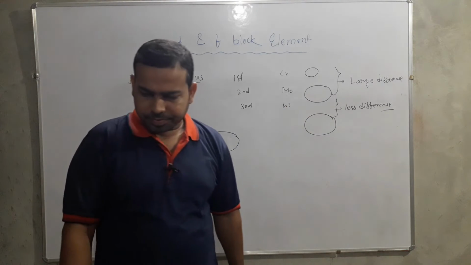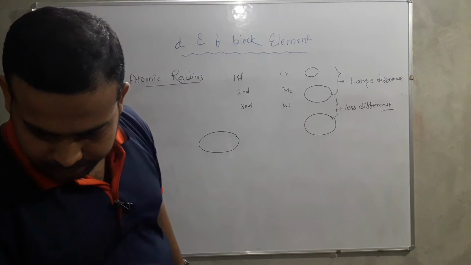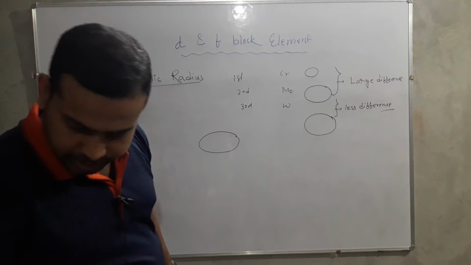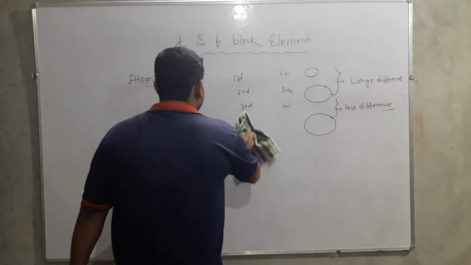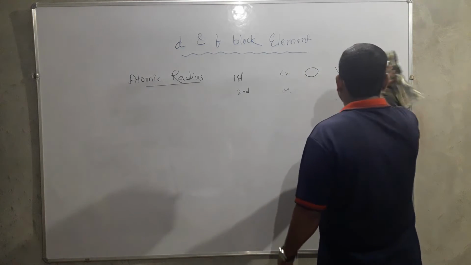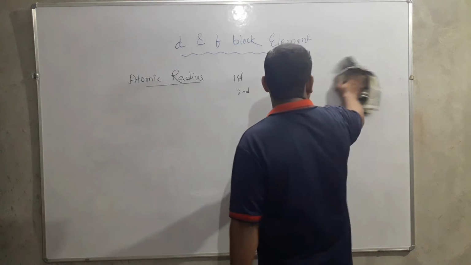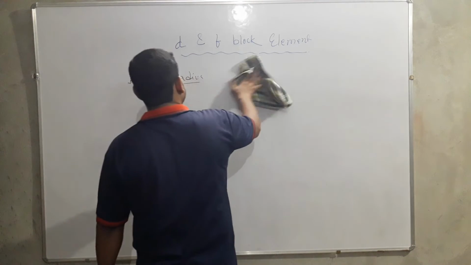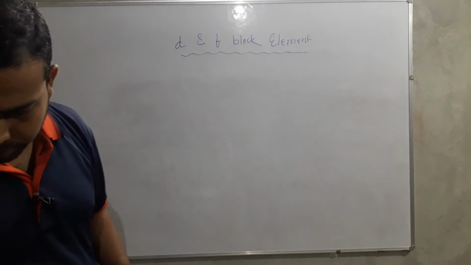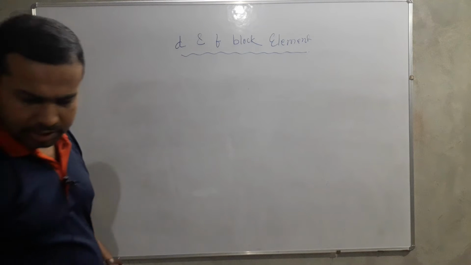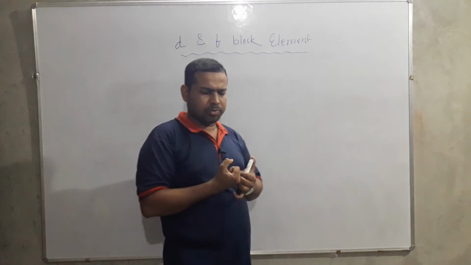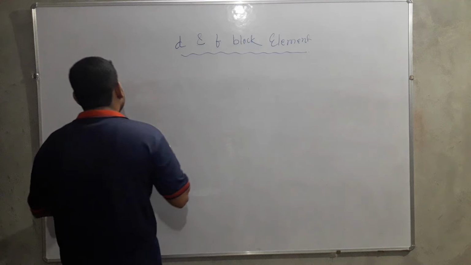Clear people? Next, atomization enthalpy. What is atomization enthalpy? If you go left to right, atomization enthalpy also increases. Atomization enthalpy totally depends on the number of unpaired electrons.